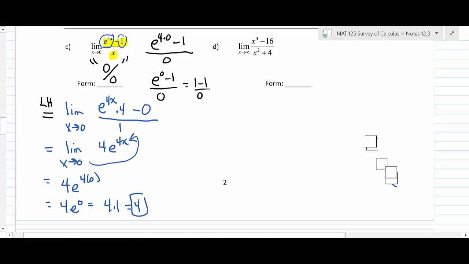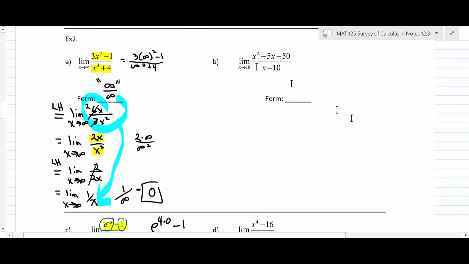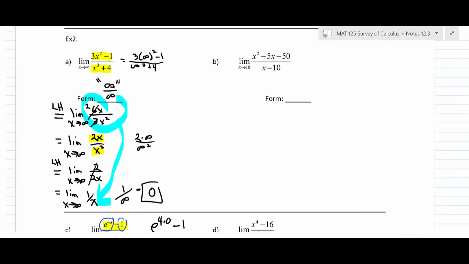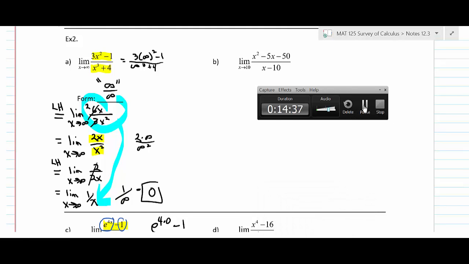Okay, go ahead and I'll let you work out B and D. That'll give you a 0 over 0 and an infinity over infinity limit. So go ahead and do those. I'll pause this for a minute and see if you're okay with this.